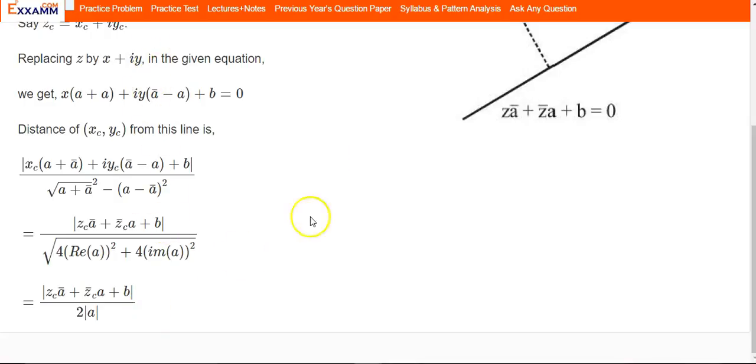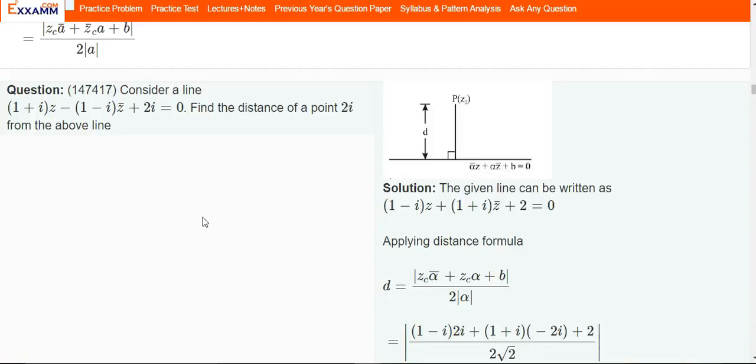So you can go through this solution in our notes at Exxamm.com/12391. These are simple calculations. I am not going into that because this topic is anyway very big. So go through this if you want to check the solution of this. Otherwise, remember this thing that in the equation we have just put the value in place of zc, as we did in coordinate geometry. It is the modulus of zc a bar plus zc bar a plus b, divided by 2 modulus of a.